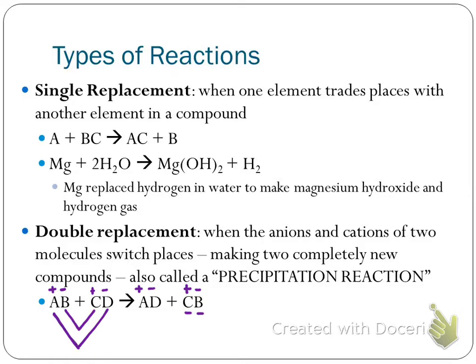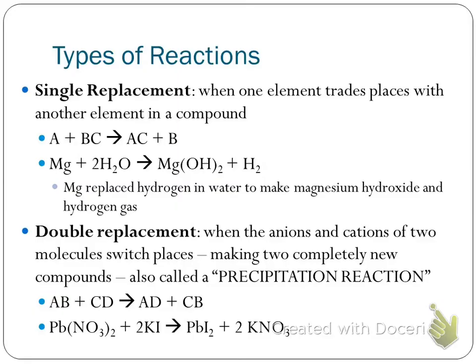A is the cation, so it gets paired with D, which is an anion, and it's written positive, negative. Then B pairs with C, but it's written CB because C is the cation, and B is the anion. Okay, so we have to write them correctly. So it's always outsides get paired and insides get paired, okay, in a double displacement reaction, and then you just need to make sure you write them correctly.